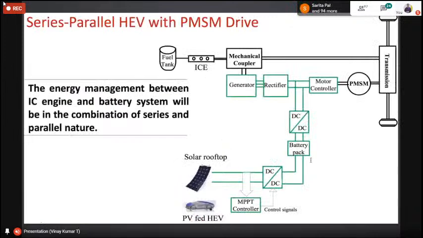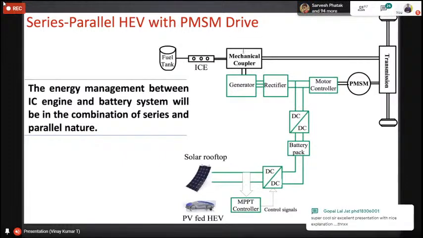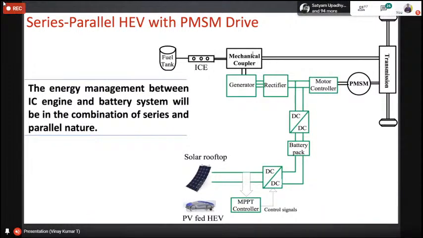The difference between the parallel hybrid vehicle and the series parallel hybrid vehicle is this mechanical coupler. There is one mechanical coupler here. Because of this mechanical coupler, we can extract the mechanical power from the IC engine. By using that mechanical power we can rotate the generator, then you will get power.